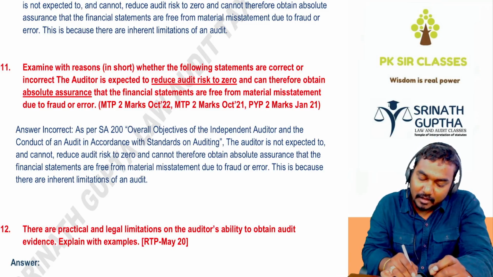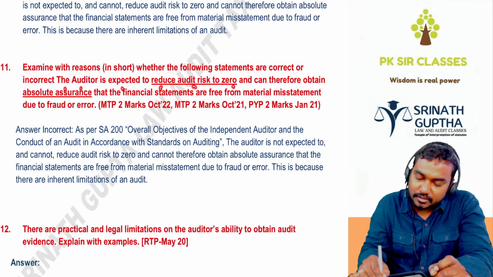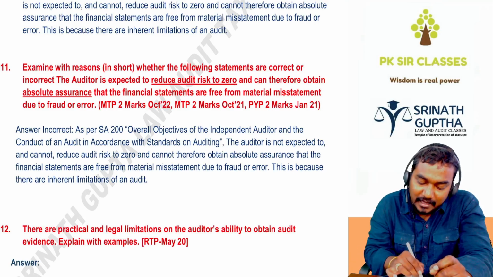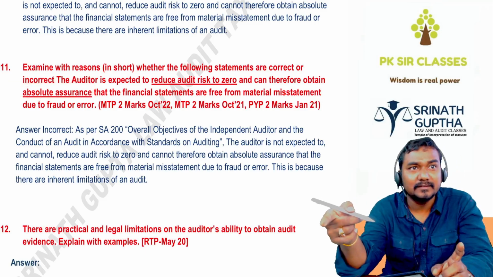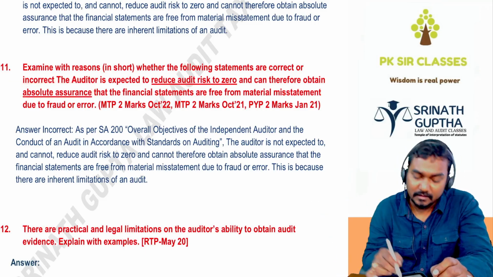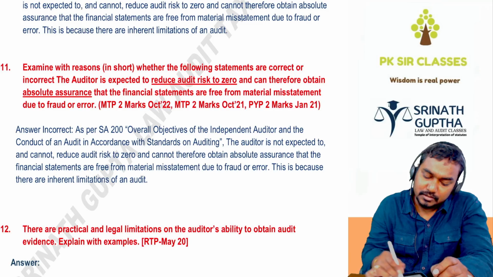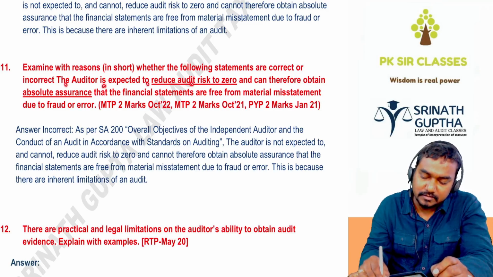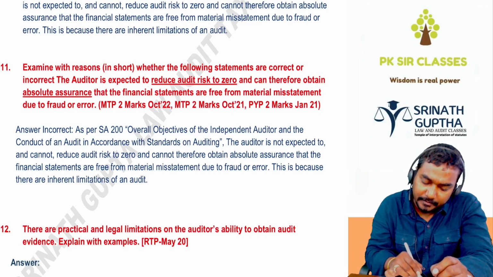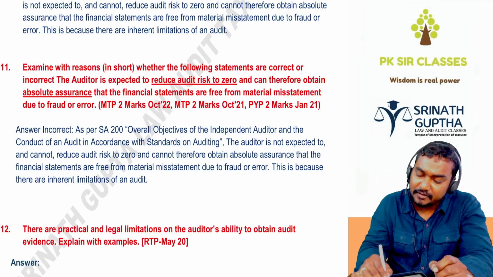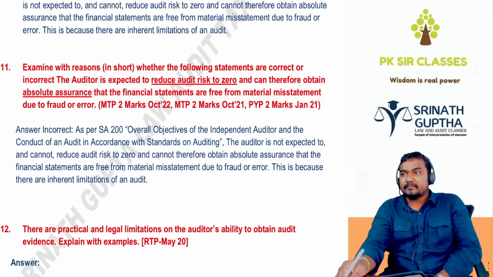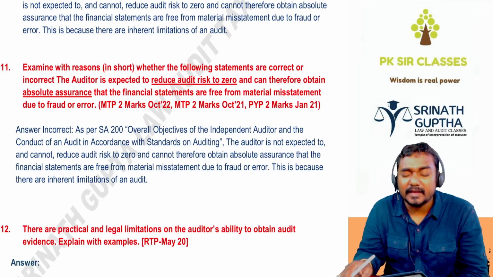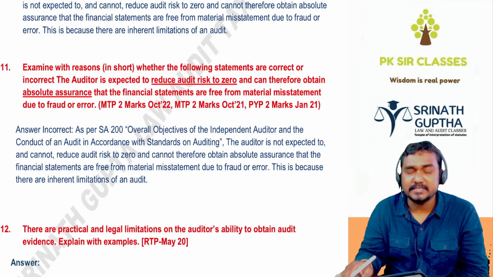The auditor is expected to reduce audit risk to 0 and can therefore obtain absolute assurance. Can he obtain absolute assurance? It was written in the exam, beta, it is a statement. So the auditor is expected to reduce audit risk to 0 and can therefore obtain absolute assurance that financial statements are free from material misstatements. No, the auditor cannot reduce audit risk to 0, cannot give absolute assurance. He can give only reasonable assurance.